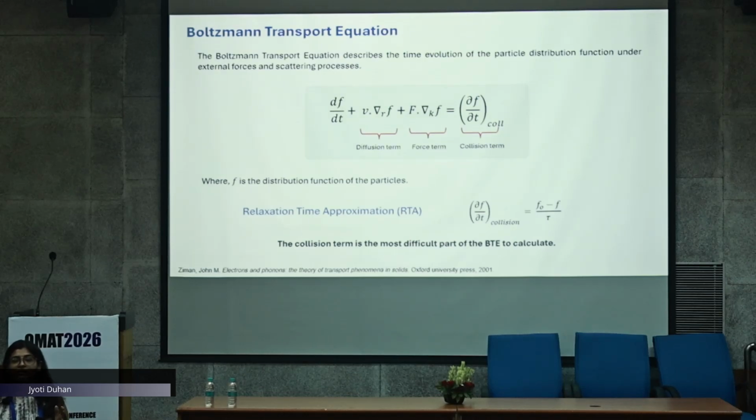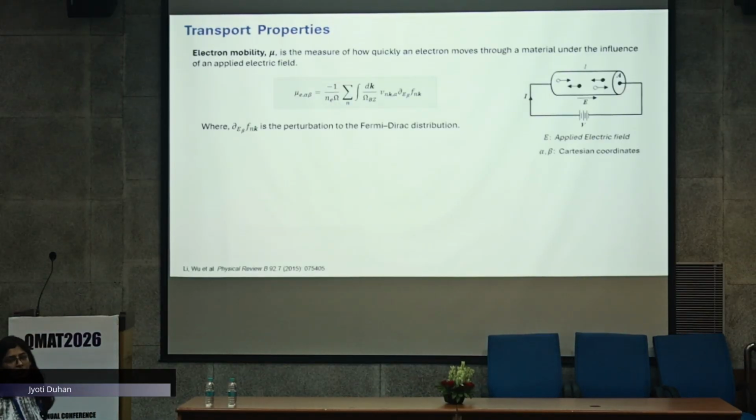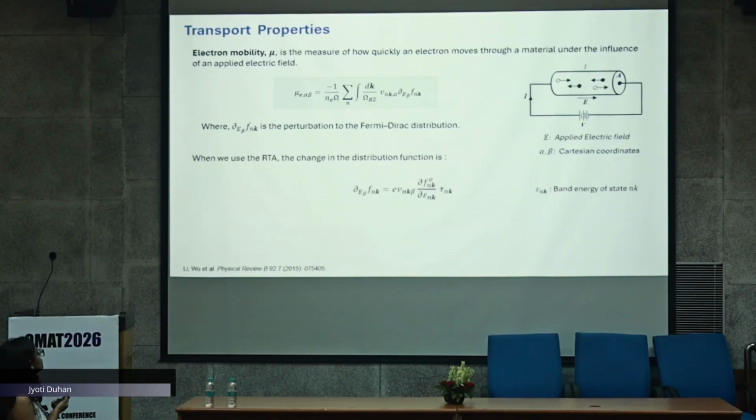in which we consider that it takes a constant time for the system to come back to its equilibrium after a particular scattering happens. So if we want to calculate the electronic mobility, which will eventually be connected to the conductivity of the material, we apply an electric field across the material, and the mobility depends on the change in the distribution function with respect to the applied electric field. By solving the Boltzmann transport equation under the relaxation time approximation, we get the change in the distribution function with respect to electric field, which depends on the scattering rates, and the mobility we can eventually get by calculating the scattering rate and the group velocities.